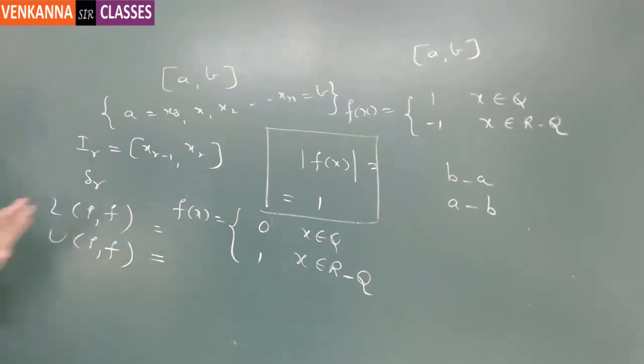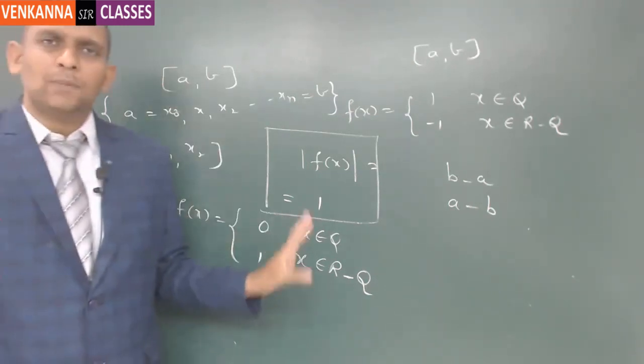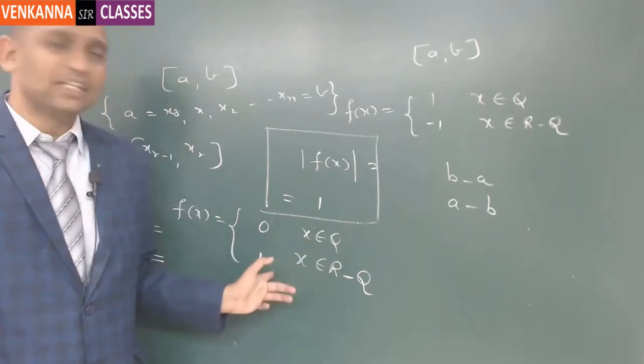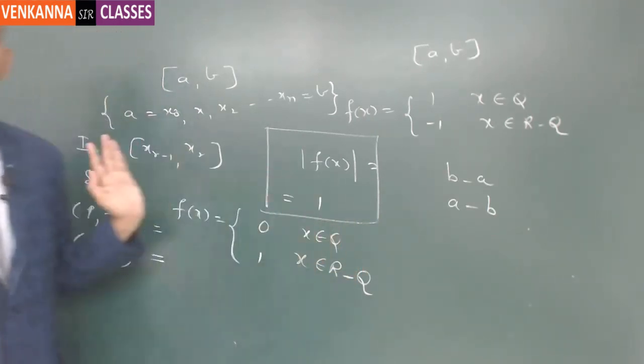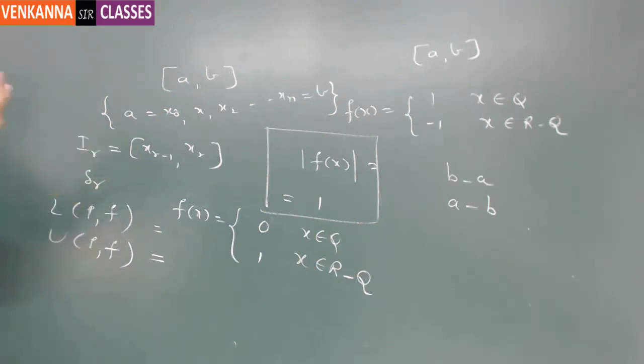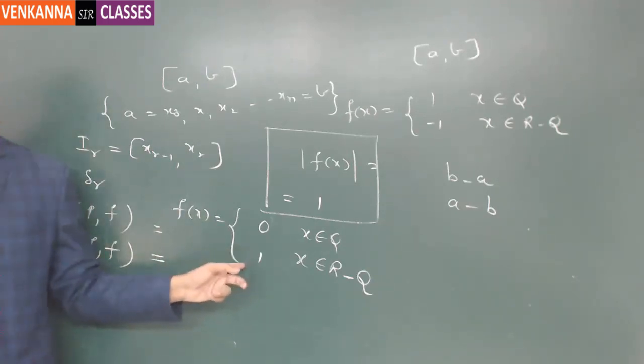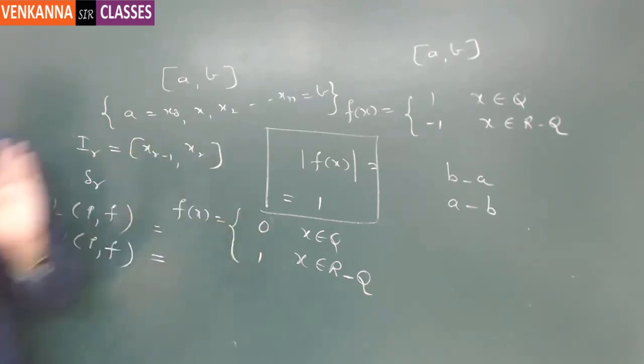So if you observe, the maximum value possessed by the function is nothing but 1 and the minimum value possessed by the function is nothing but 0. What partition you take, what subintervals you consider, and what endpoints and intermediate values in the interval, the supremum is nothing but 1 and the infimum is nothing but 0.